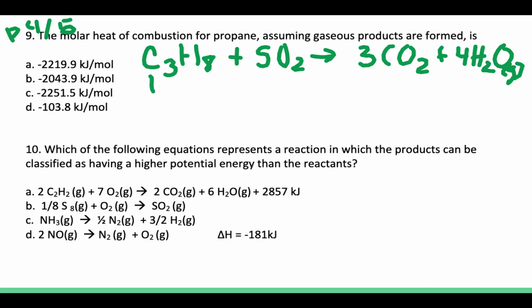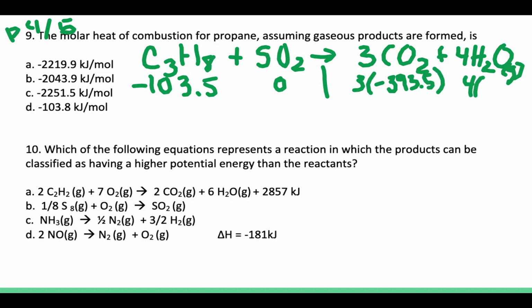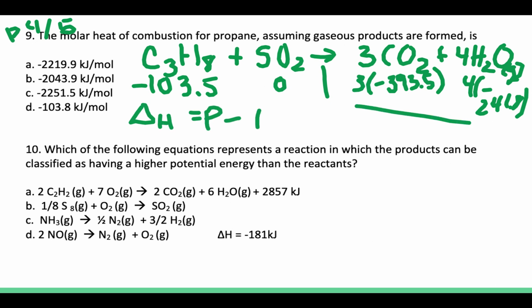There it is. It is negative 103.5. Oxygen would just be the 0. Then when you have 3 times your carbon dioxide, which is negative 393.5, and then you have 4 times your water value as a gas, which is negative 241.8. Now, for Hess's Law short, to get heat of the reaction, you take the sum of your products and subtract the sum of your reactants. And if you do that correctly, you should see your answer is B.